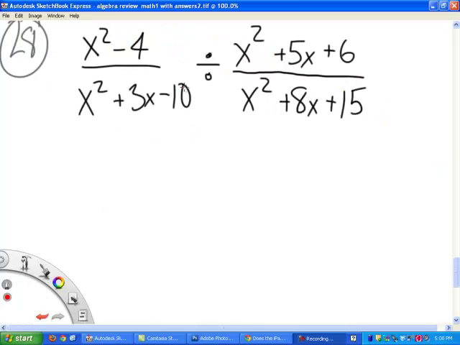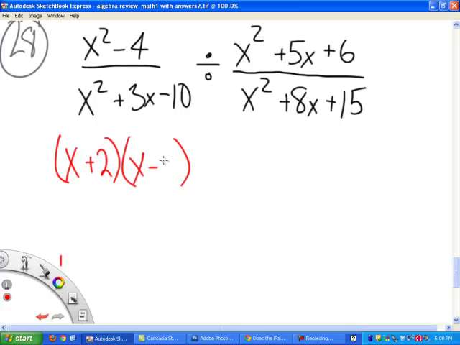Okay, so there's a lot going on in this question, number 28. So let's break it down together. I see that x squared minus 4 is a difference of two squares. So I'm going to break it down right now. We'll start with this, and I can see that x squared minus 4 is going to be x plus 2 and then x minus 2. It's going to be over.